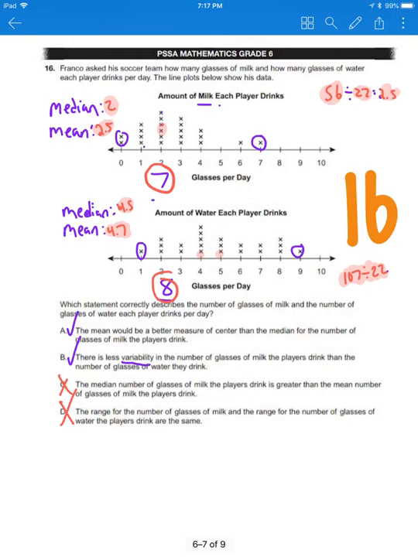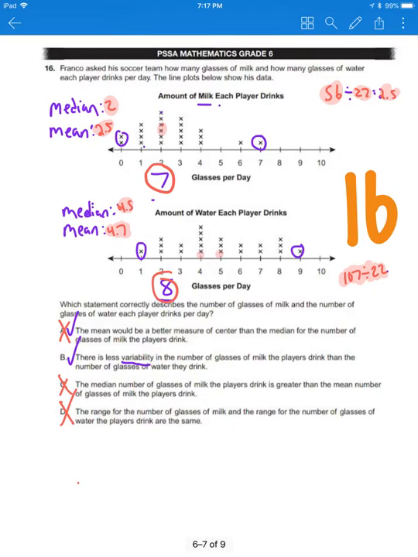So let me go back and think about them here. Now, A says the mean would be a better measure of center than the median for the number of glasses of milk that the players drink. So this top one is milk. All right, so let me think about this a little further. So maybe this one isn't true because these two aren't too far off, but you know what? The person who drinks 6 glasses of milk and the person who drinks 7 is definitely going to throw the mean up more. So I'm thinking A might not be true after all, the more I think about it. So let me kind of X that out and let me think more about B.